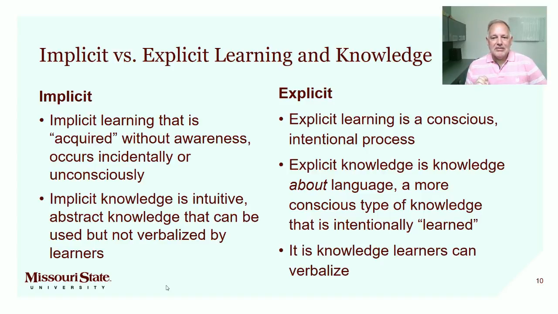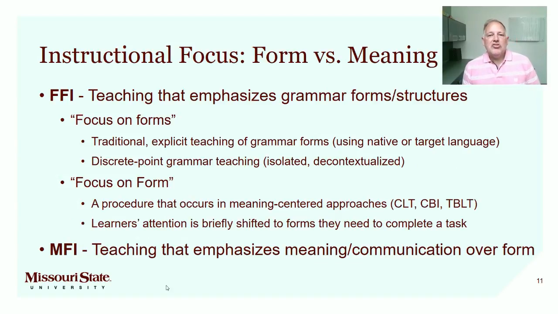On the other hand, explicit learning, right, is a conscious, deliberate, intentional process. Explicit knowledge has to do with knowledge about language. It's a more conscious type, right? It would be what we know about our language, the rules that we can verbalize, okay? There's two major instructional focuses.